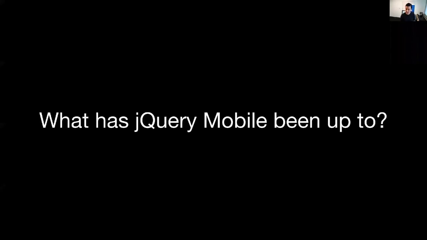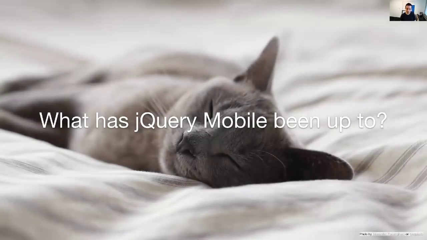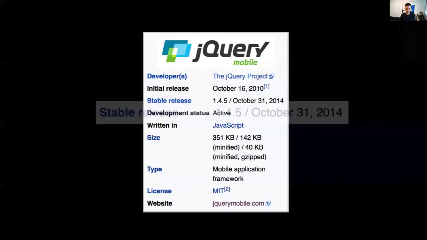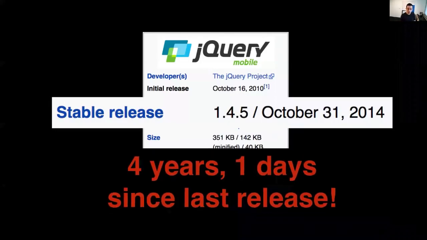So we have all these features. Let's look at what jQuery Mobile has been up to, right? Because it's been a few years since they first came out. And it turns out that it hasn't really gone anywhere. If we look at the Wikipedia page, it says the last stable release of jQuery Mobile was October 31st, 2014. That is eons ago in web technology. In fact, that's about 4 years and 1 day to this day since that last release. That is incredibly long, especially for a technology.